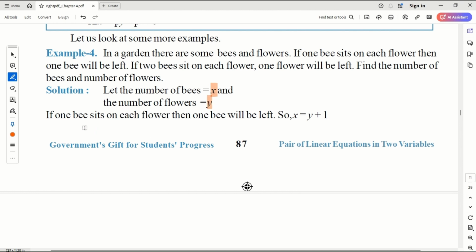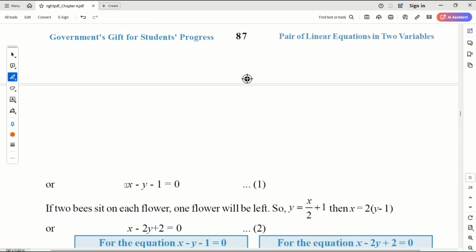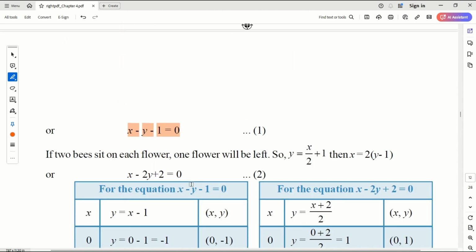Now, if one bee sits on each flower, then one bee is left out. That means how many bees are there? One more than the number of flowers. Correct? The number of bees is one more than the number of flowers. That is x equal to y plus 1. Or if you rewrite it, x minus y minus 1 equal to 0. Correct? This is one equation.